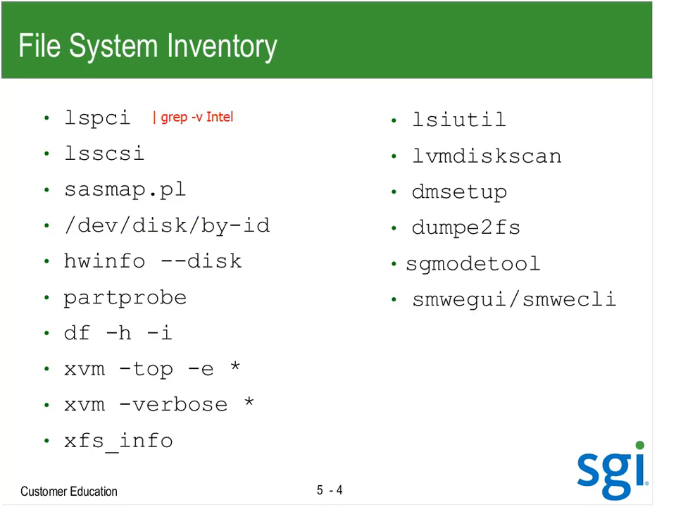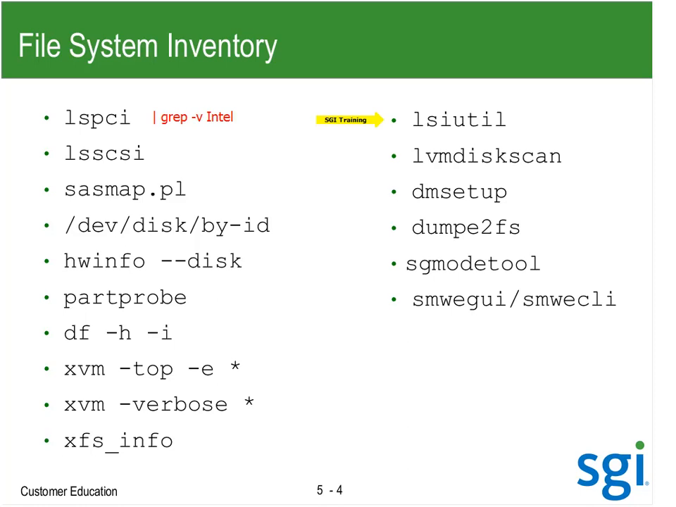hwinfo --disk, which I miss having on Red Hat, and I am going to show you what I do with that. Partprobe will show me the partitions that are out there. df -h, and I also use a -i in my inventory to see how much inode and metadata they have. And then, again, Thomas, you mentioned some XVM background, so xvm -top to give me my topology and a -e, and then verbose to see my slices, xfs_info to see how the file system was made.